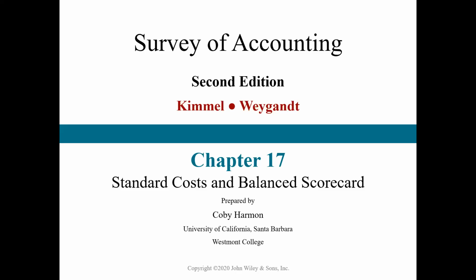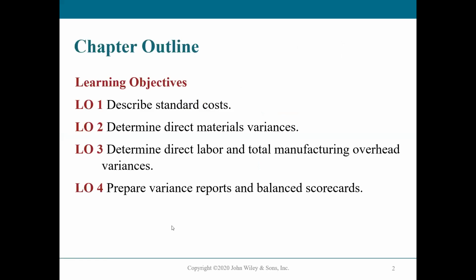All right, so welcome to chapter 17, where we'll talk a little bit about standard costs, which we talked some about in the budget chapters in chapter 15, 16. And then we'll introduce a topic called a balanced scorecard. So in this chapter, we'll describe what the standard costs are. We'll look at direct material variances. Again, it's very similar to chapter 16. We'll look at direct labor and total manufacturing overhead variances. And then we'll look at how to prepare variance reports and balanced scorecards.